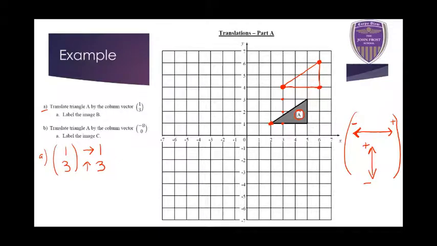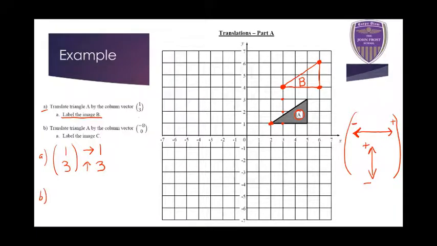Done. Now the last thing, very important, make sure you don't forget this: in the questions, it'll always tell you what to label your new shape. In this case, we've been told to label this triangle B. Okay? So we've successfully translated shape A to shape B using column vector 1, 3. Okay? Let's have a look at another example.